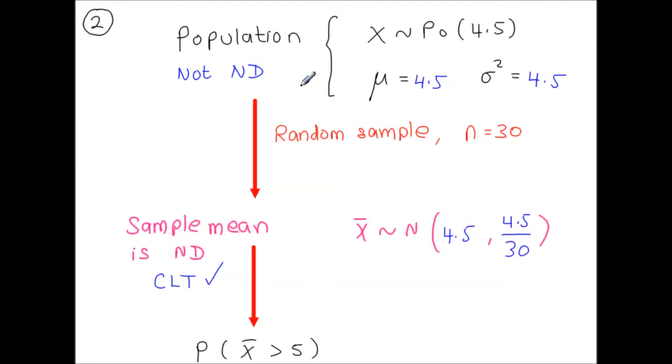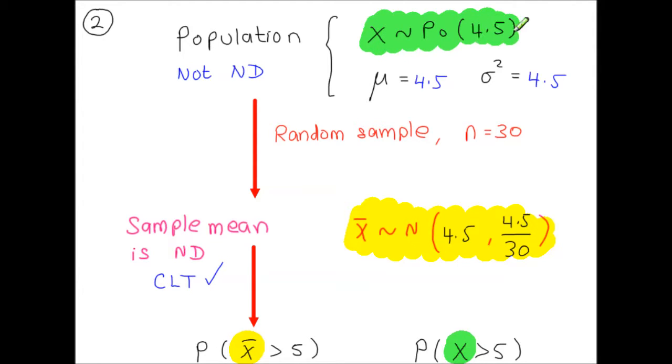What's the difference in this example between calculating the probability that the sample mean is more than 5 and calculating the probability that x is more than 5? And you have to be careful here. When doing this calculation, you have to use this distribution. And when doing this calculation, for x, you have to use the Poisson distribution.